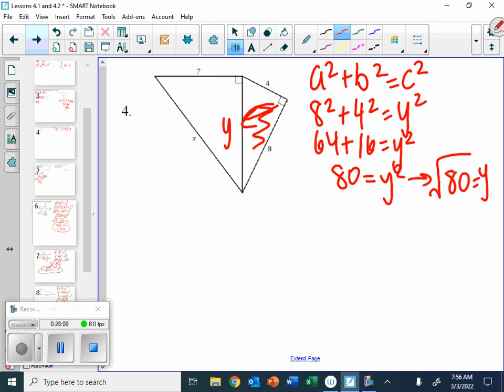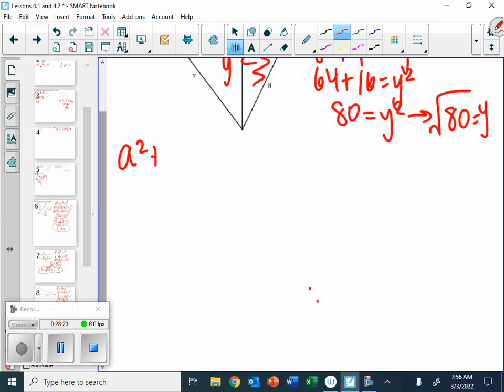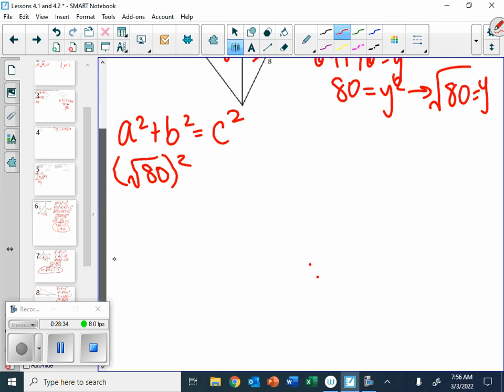Alright, now I need to do Pythagorean theorem again to figure out x. So let's think about this. Y that I just found, is that a leg or a hypotenuse? A leg. Okay, for the second triangle, that's a leg. My hypotenuse is what? X. Okay? So, say a squared plus b squared equals c squared. Again, we'll say that the square root of 80 is a, and you're going to see why I did that in just a second. B squared is that other side, which is 7, and then x squared is my hypotenuse.